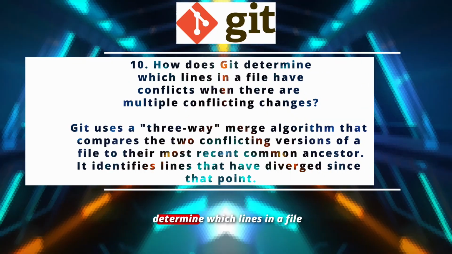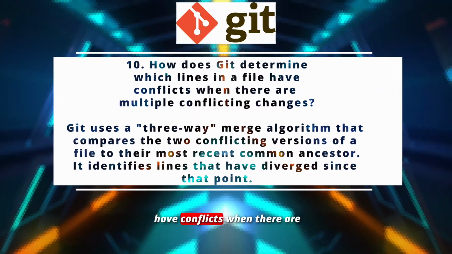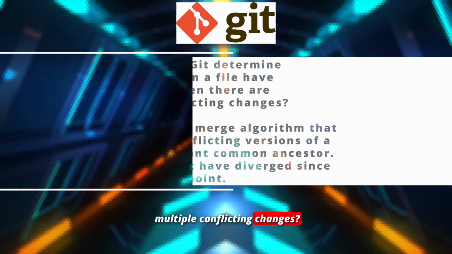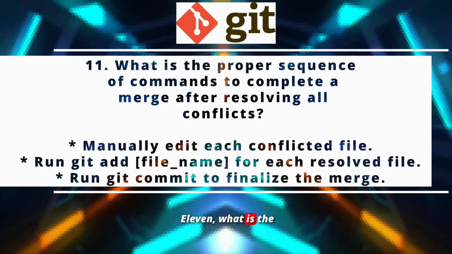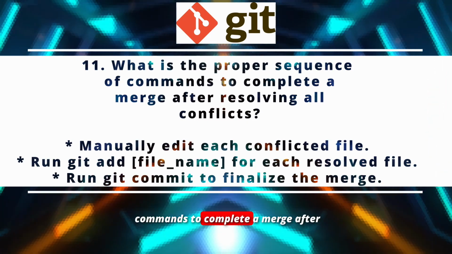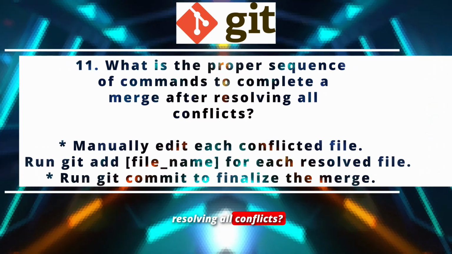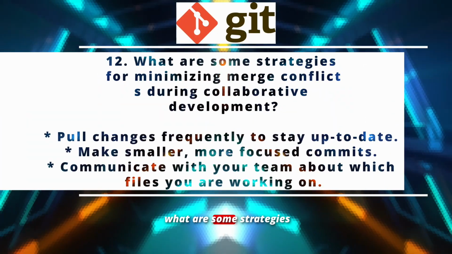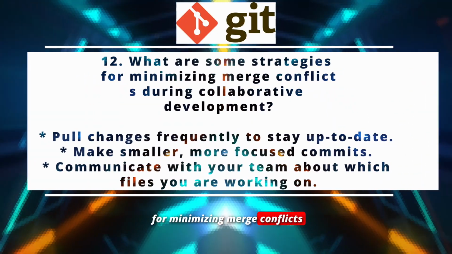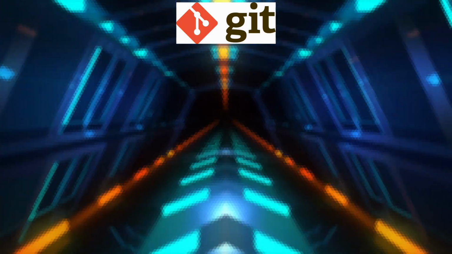10. How does Git determine which lines in a file have conflicts when there are multiple conflicting changes? 11. What is the proper sequence of commands to complete a merge after resolving all conflicts? 12. What are some strategies for minimizing merge conflicts during collaborative development?